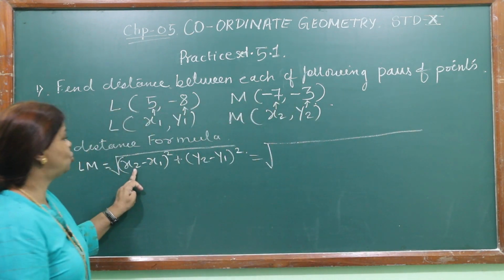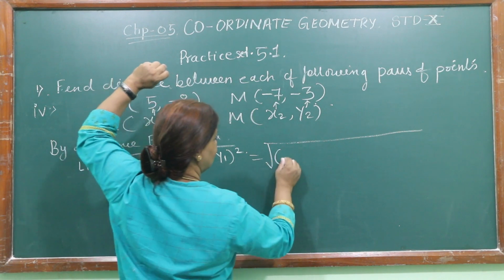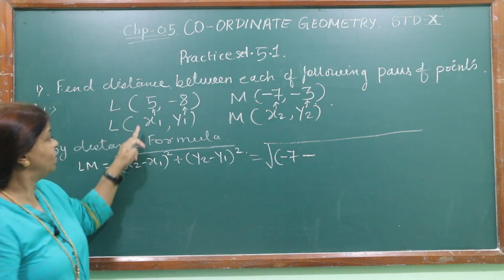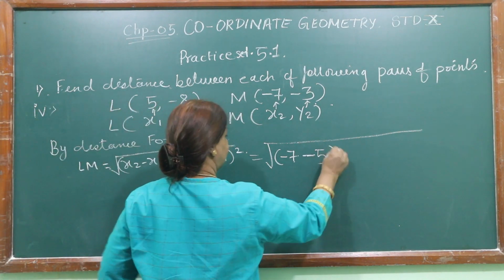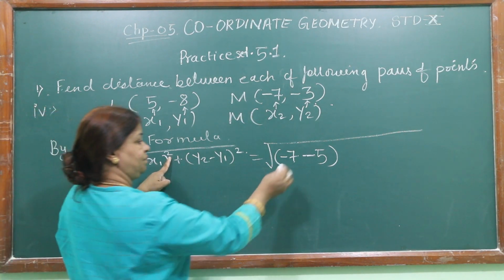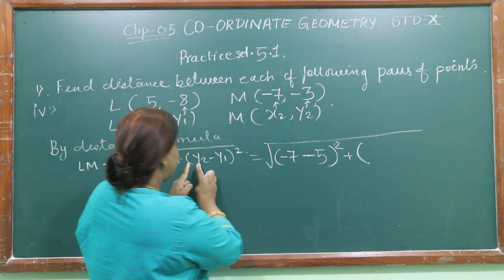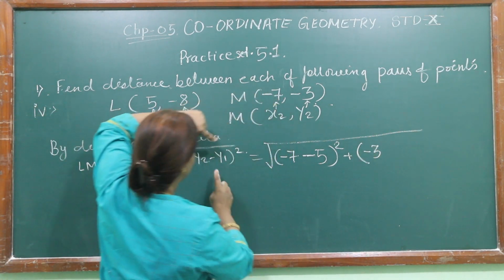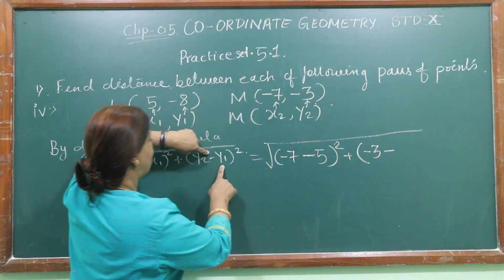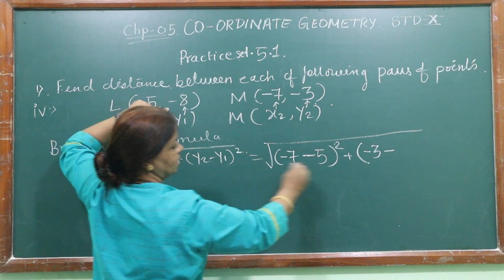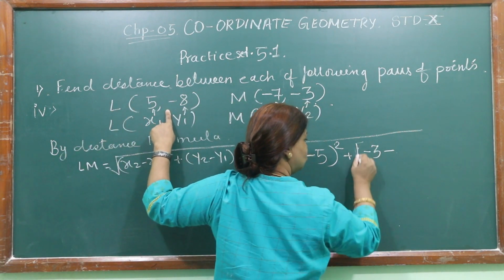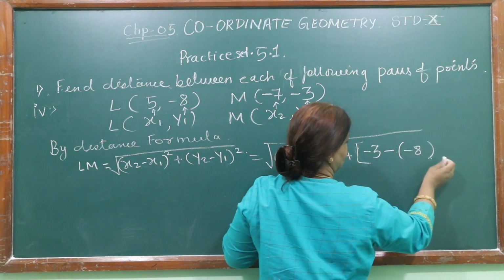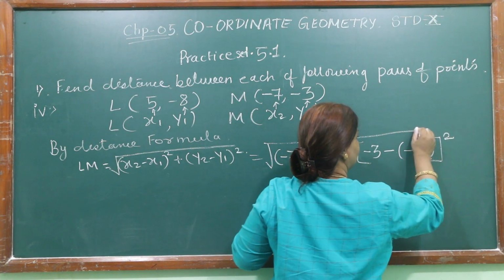See, x2 is what? Minus 7. So minus 7 minus what? x1 is what? 5, and then bracket close, the whole square. Then plus y2 minus y1. y2 is minus 3, then minus, y1 is what? Minus 8. So here see, we need to use the square bracket because here we are using the minus for minus 8, and then the whole square.